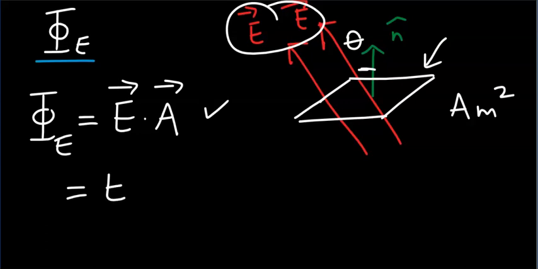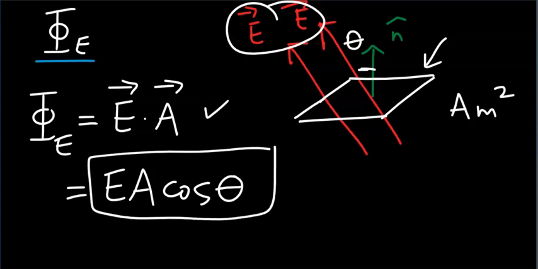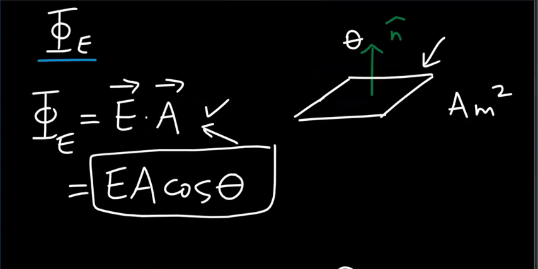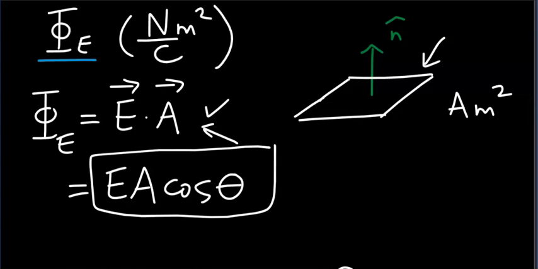So the electric flux through this surface due to that electric field can be written in the following manner. It is just the magnitude of the electric field E times the area of that surface A times cosine theta. This is just from the definition of dot product that we have introduced some time ago. An important thing to realize is that the unit for electric flux will be newton meters squared per coulomb, and it is a scalar. Let's look at two special cases for electric flux.